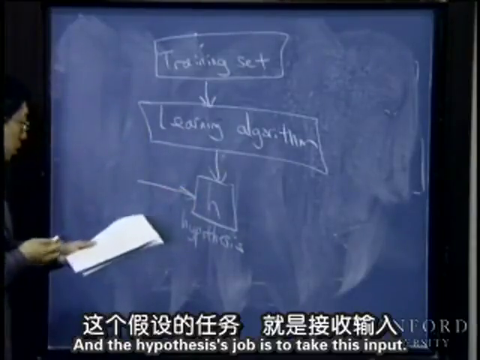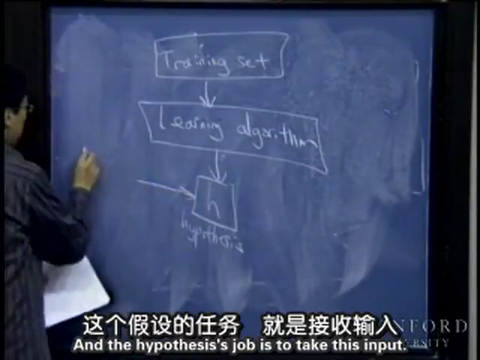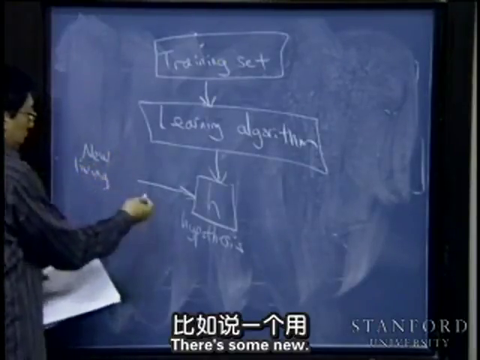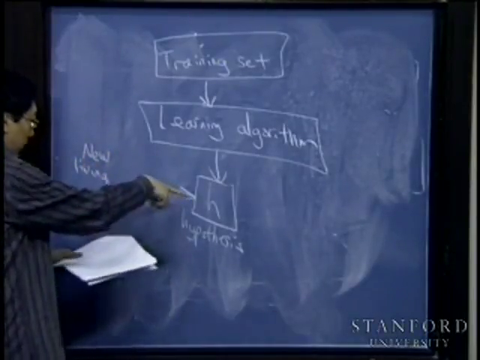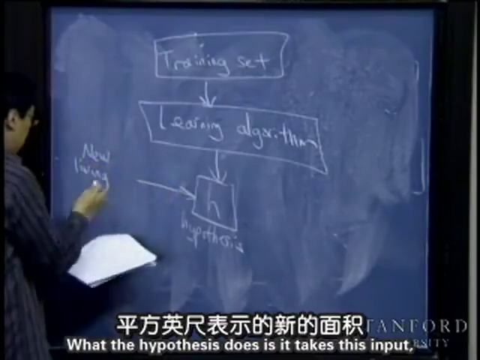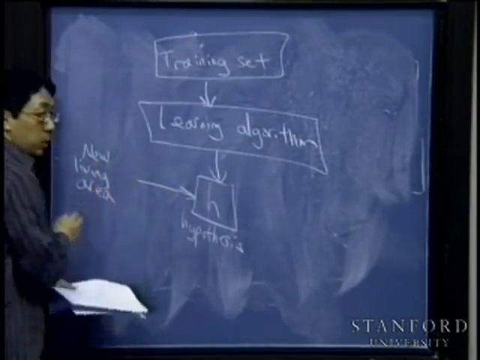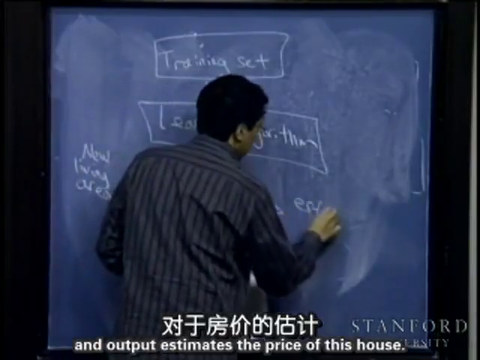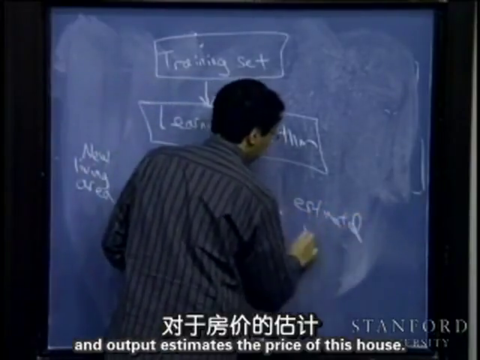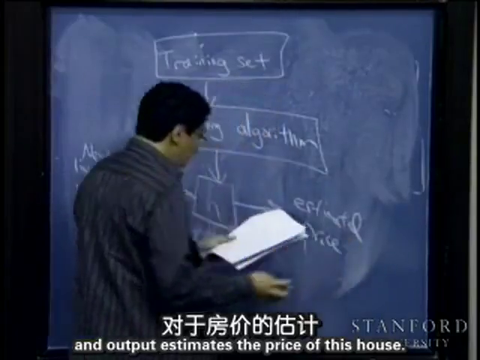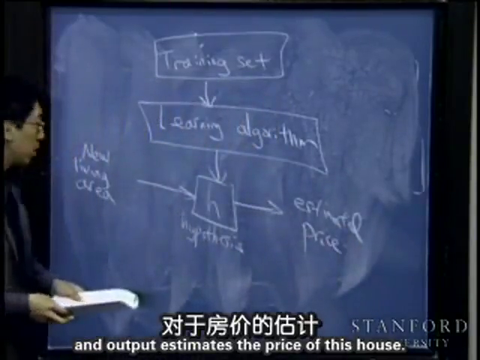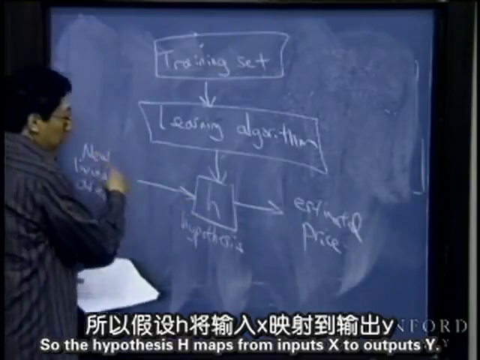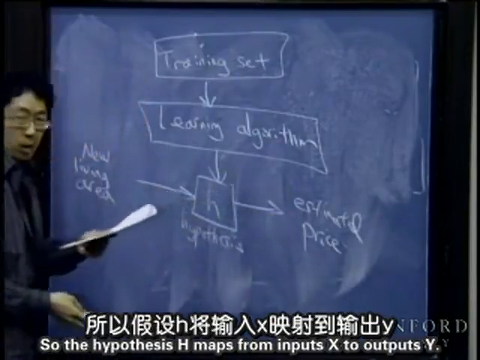And the hypothesis's job is to take as input, if there's some new house whose price we want to estimate, a new living area in square feet, say, and output the estimated price of this house. So the hypothesis h maps from inputs x to outputs y.